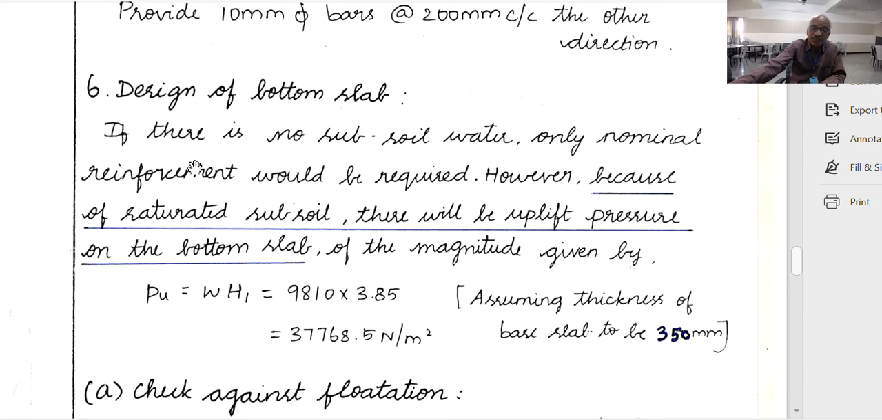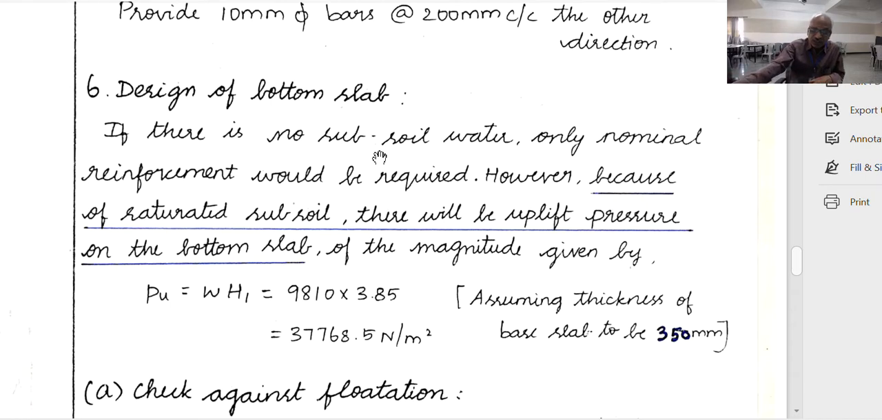Now coming to the design of the bottom slab, this is the most important part. Here it is in touch with water, and water is likely to rise up to the ground level. If there is no water rise up to the ground level, there is no problem, because in the base slab we can go for nominal thickness and nominal reinforcement. Since water is likely to rise up to the ground level, there will be uplift pressure, particularly when the tank is empty. If the uplift pressure is more, then the tank will get lifted up. Therefore, the underground water tank has to be necessarily checked for flotation. That is the important point.